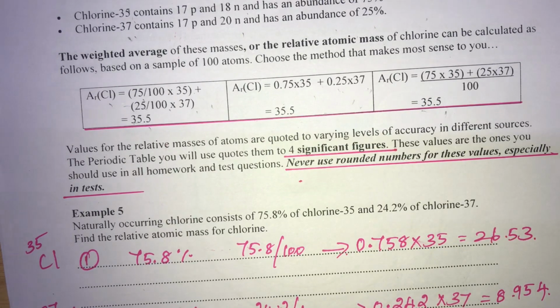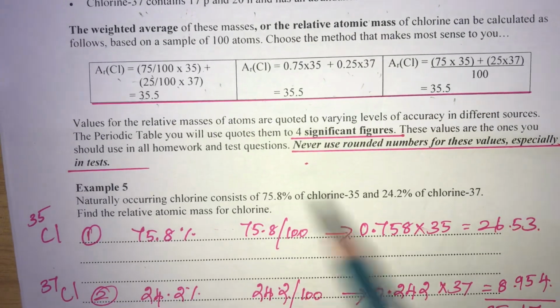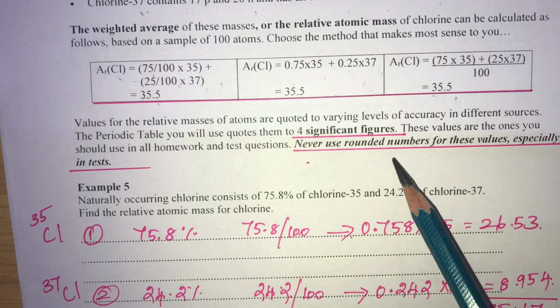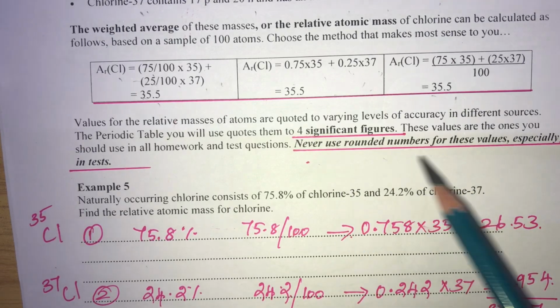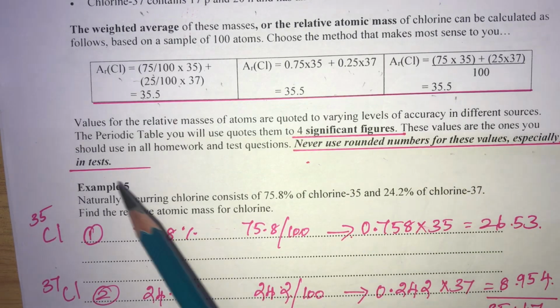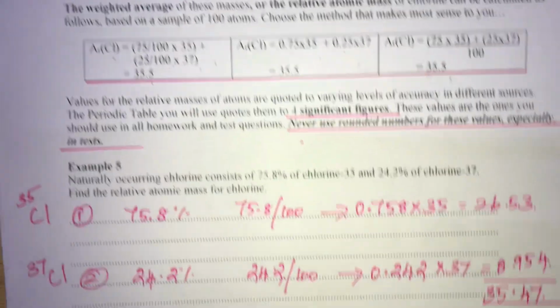The fraction is rounded to the nearby value according to the significant figures. Once the value is used, never use a rounded number for this value, especially in a test. Here one point is given.